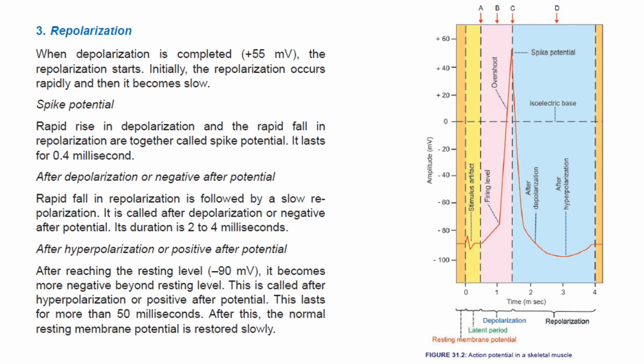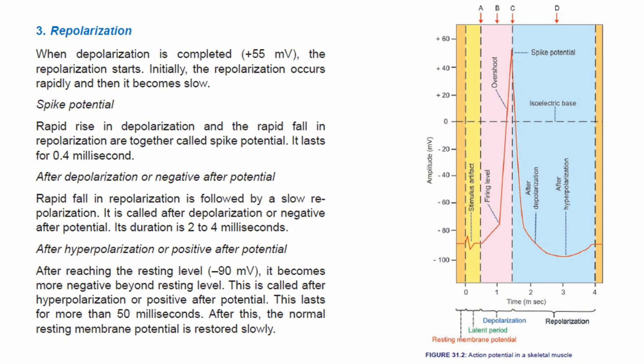The second component is the after depolarization, or we can say the negative after potential. Following the spike potential, repolarization slows down. This phase is known as the negative after potential and it lasts for 2 to 4 milliseconds. During this time, the membrane potential gradually approaches the resting value of minus 90 millivolts.